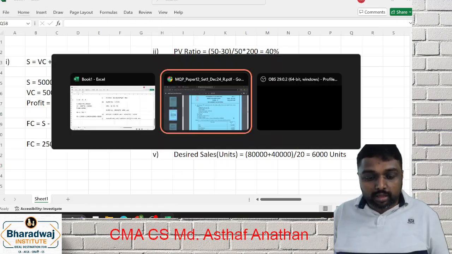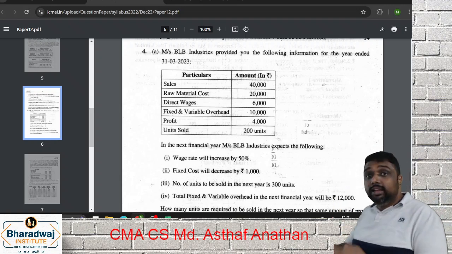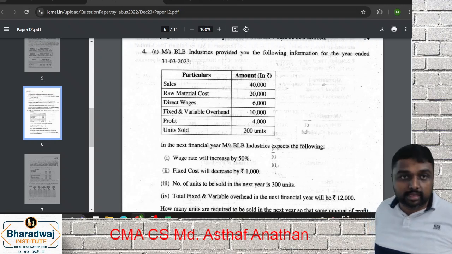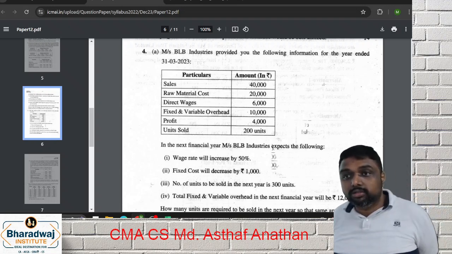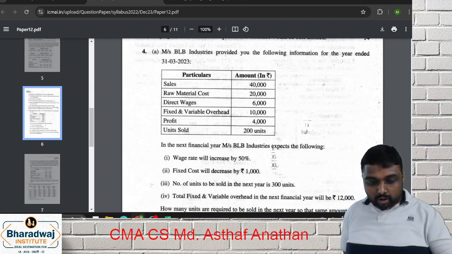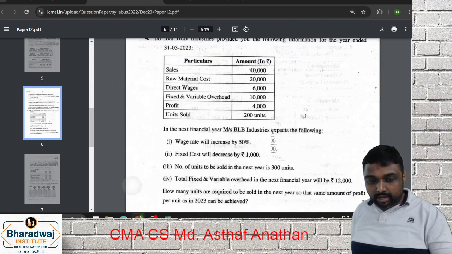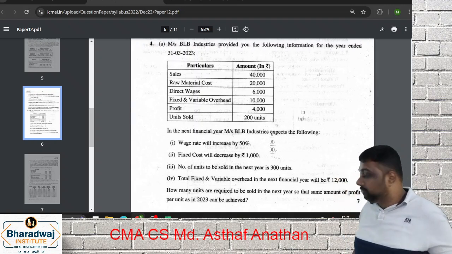Now we'll go with a previous year question. We'll do MTP after previous year, same thing. This is a little advanced question that came for the December 23 exam. It came for 7 marks. So what is this question? Let me read it first. You can take a photo if you want.